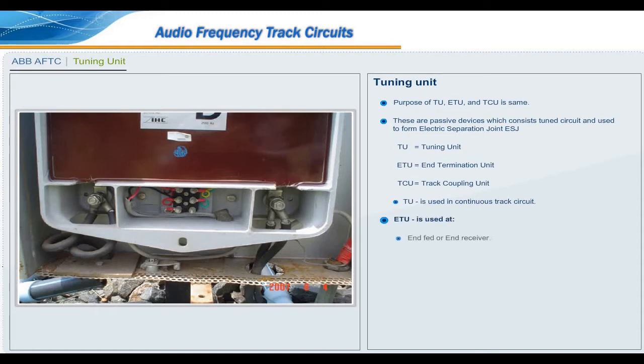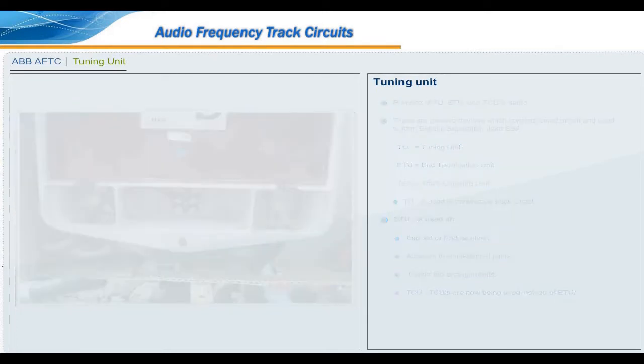TU is used in continuous track circuit. ETU is used at the end fed or end receiver, adjacent to insulated rail joints, in center fed arrangements. TCUs are now being used instead of ETU.